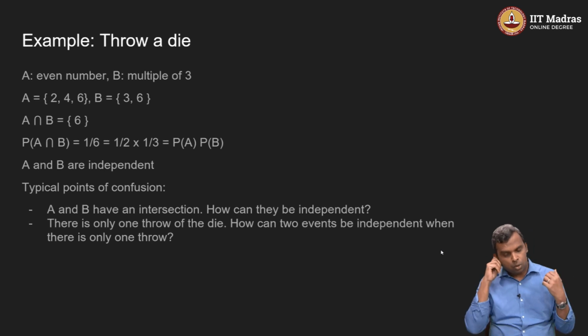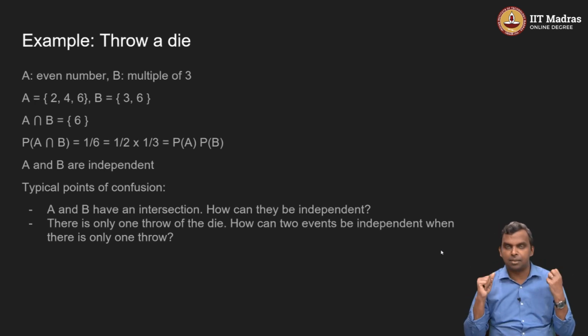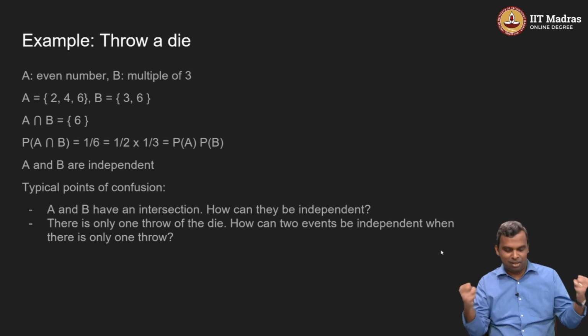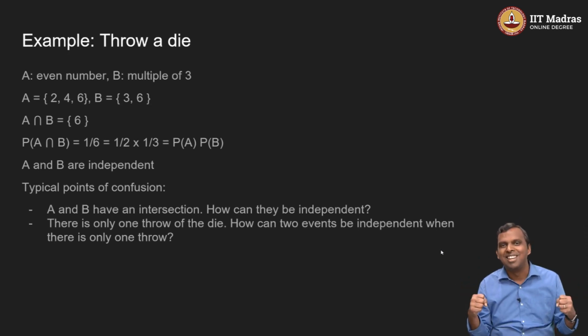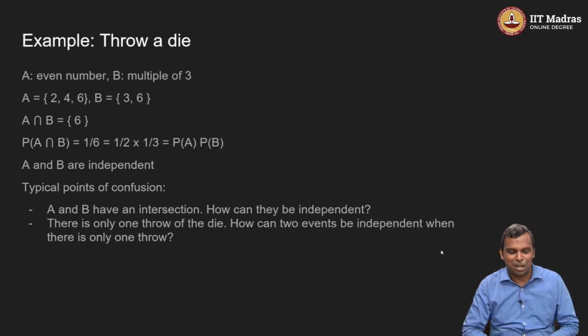I've seen students get confused by this. The first confusion is: A and B have an intersection, how can they be independent? But this is what I'm trying to dispel here. Intersection is mandatory for independence. Without intersection, there's no independence. It seems a bit against our normal English understanding of independence, where two people are away from each other. Here it shows there is an intersection and still there is independence. So only when there is an intersection can there be independence. It's a different understanding of what it is.